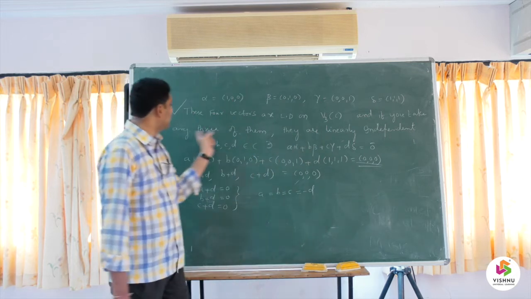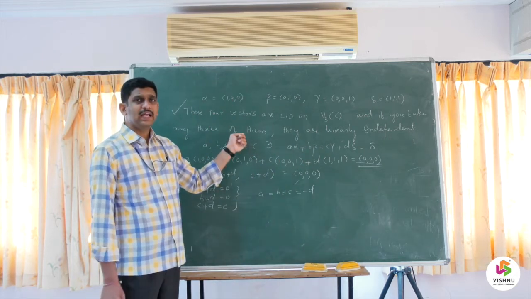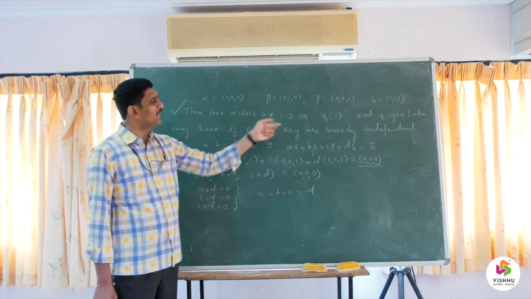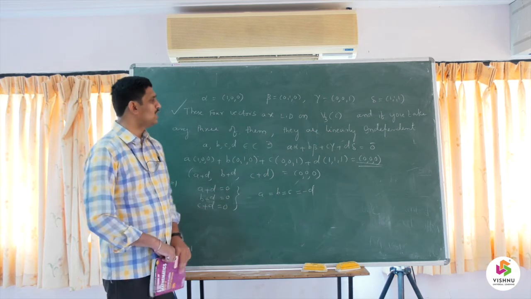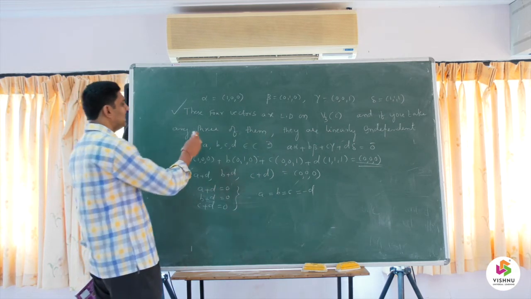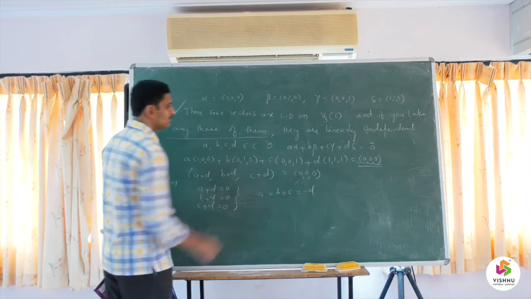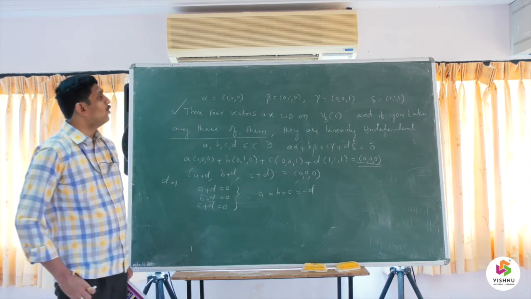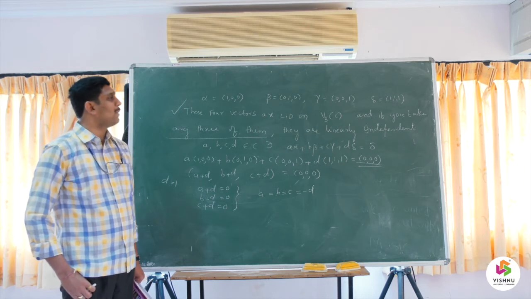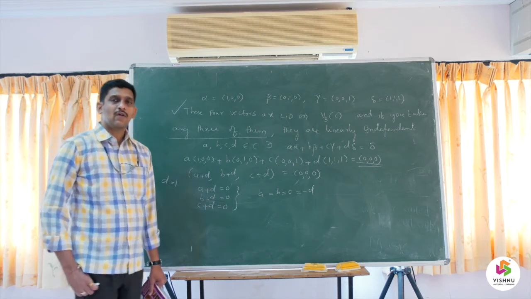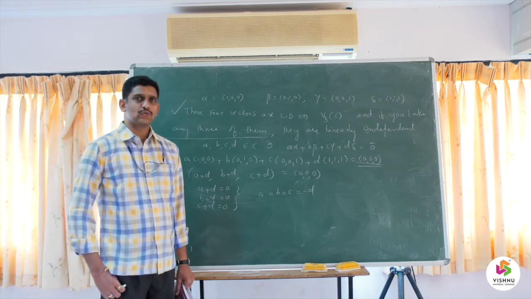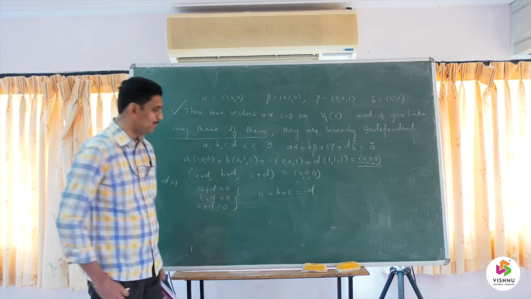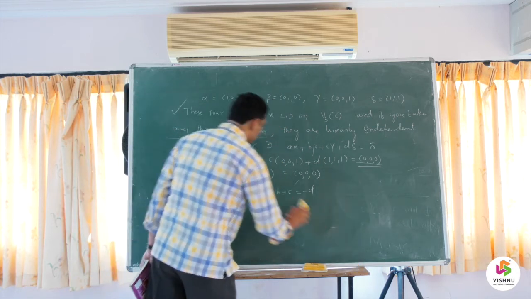If I take any 3 of them, then I need to show that they are linearly independent. Now the question comes, what is the meaning of taking any 3 of them? Among the 4 vectors, I can pick up any 3. So whatever 3 vectors I choose, it is by default linearly independent. Now let us go with this part.